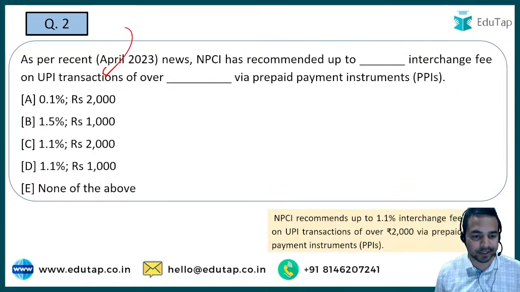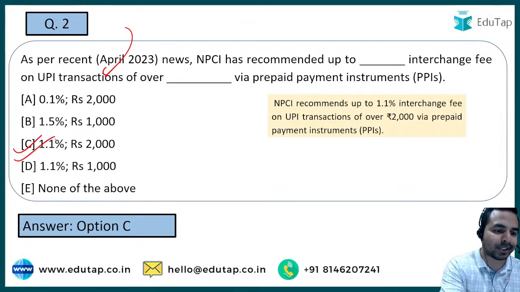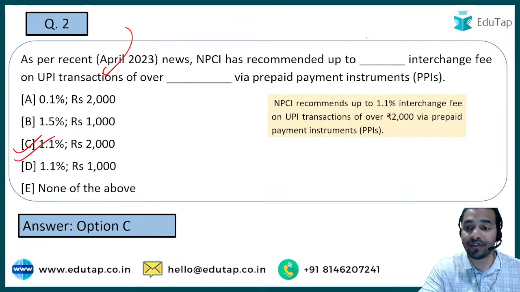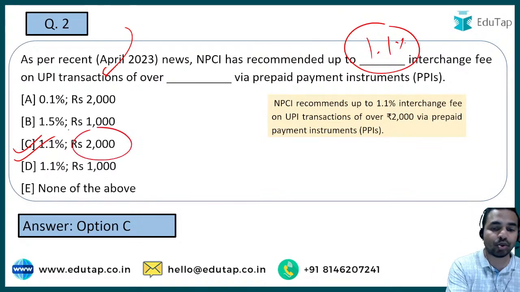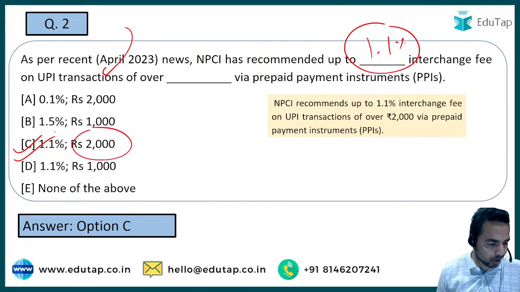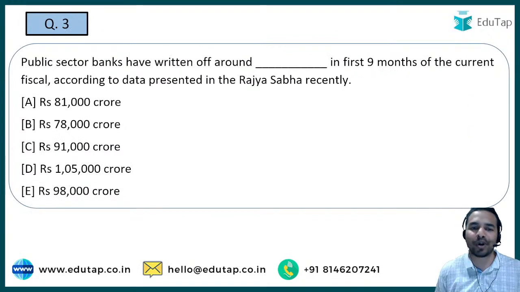Question number 2, absolutely right guys, the right answer is option C, that is an interchange fee of 1.1% will be there and the transaction must be over rupees 2000. I hope this is clear to all of you. And here I can see Ankit, Nishi, Aishwarya, Jagdish, Abhishek, everybody has given me the right answer to this question. Now let's move on to the next question.